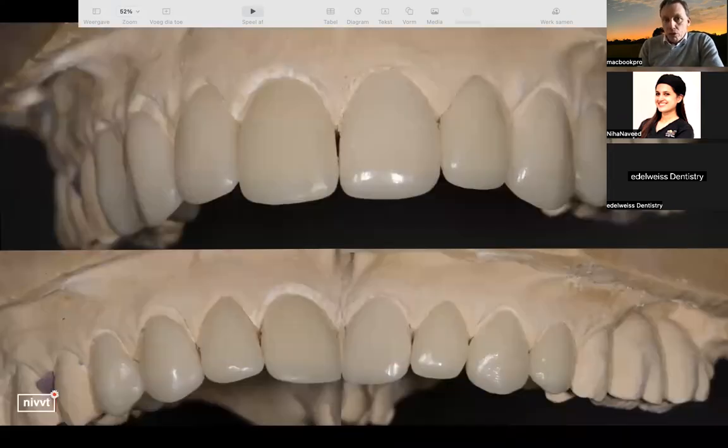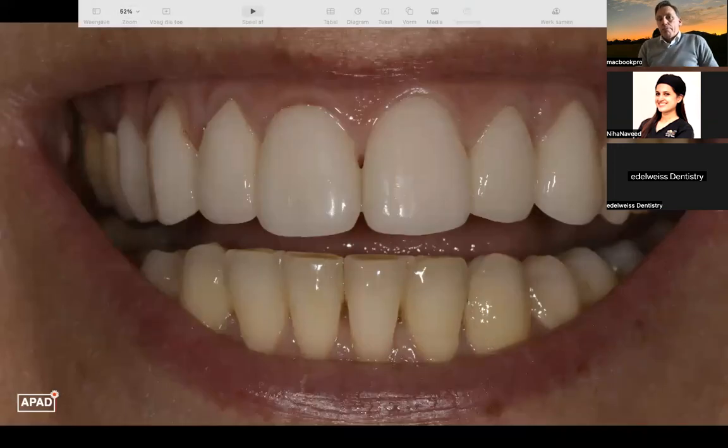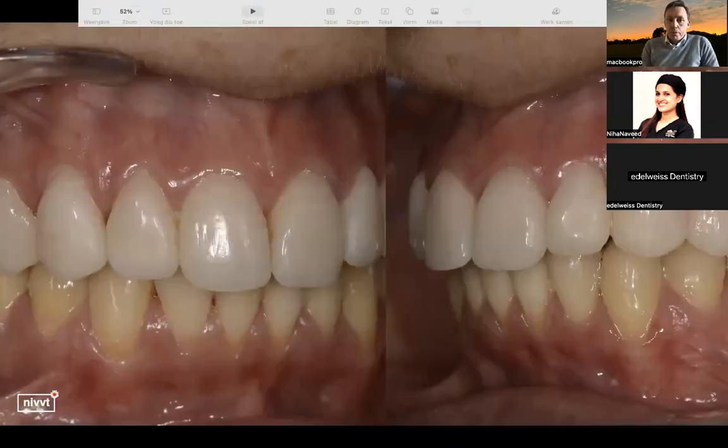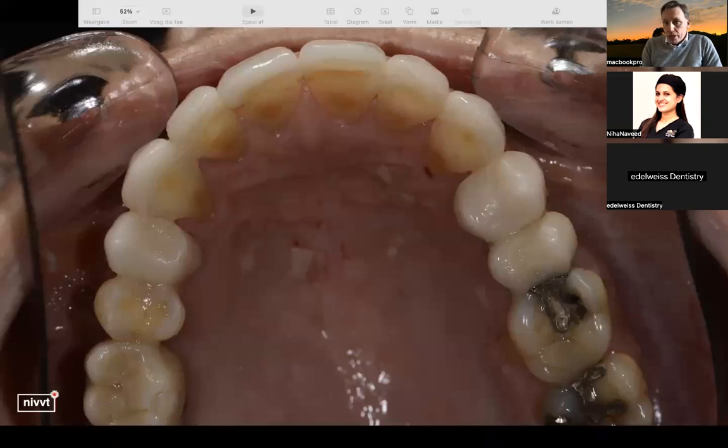To check the occlusion and the contact points, we put everything together on a model, because we're working here in a few hours. We want to get it done very quickly. Then we place all the restorations in the mouth of the patient. And the nice thing is, the more the restorations are in the mouth of the patient, the more they get shiny and glazed by simply brushing with the toothbrush. And that's what you will see immediately.